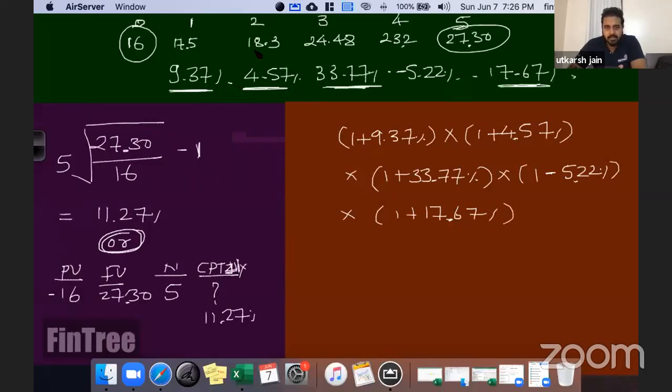That's your data point. And how many years? We have 5 years here. So this and minus 1. Let's see if the math works out for us.